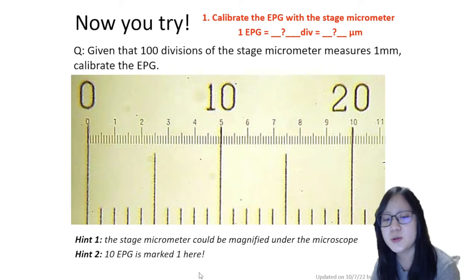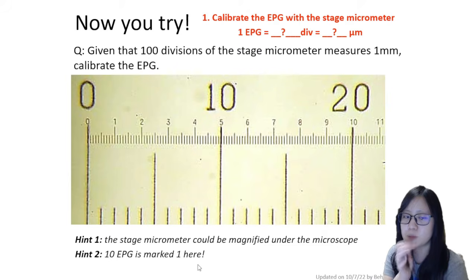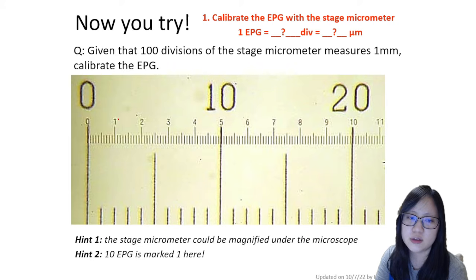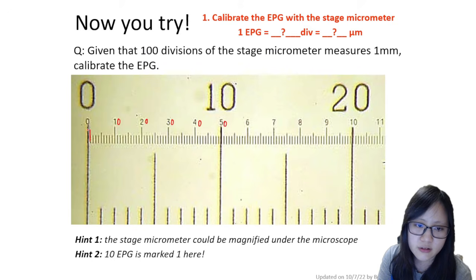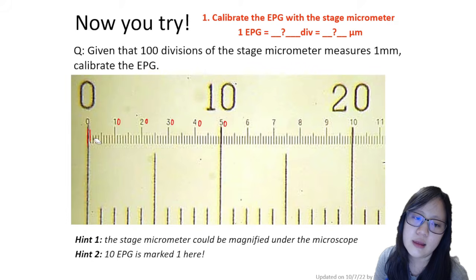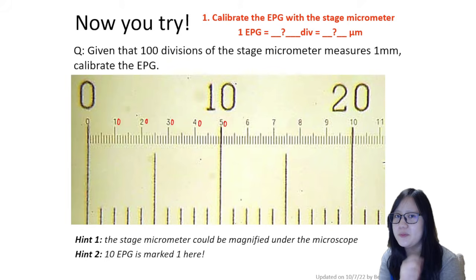And hint number 2 is that 1 EPG, 1 eyepiece reticule, is the smallest unit. 10 EPGs mark 1 here. So this is technically 10, 20, 30, 40, 50, because this tiny division is 1 division. Okay, you try. Pause this video, play it again when you're ready.